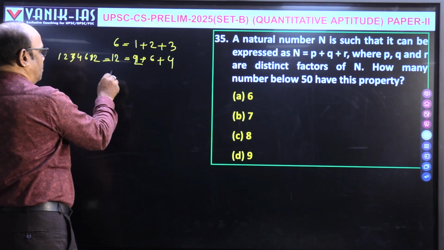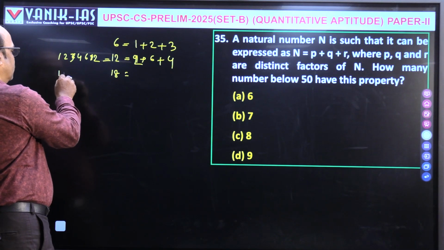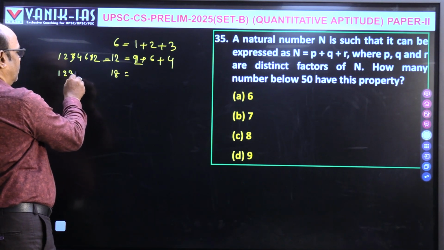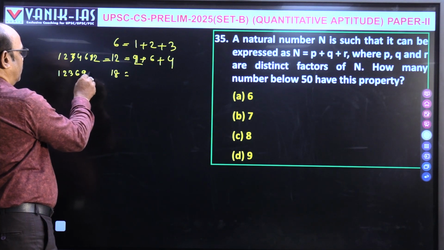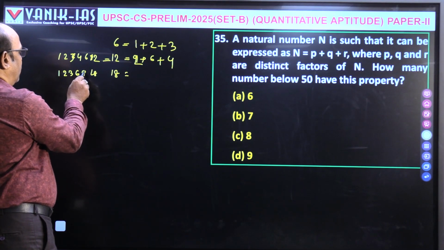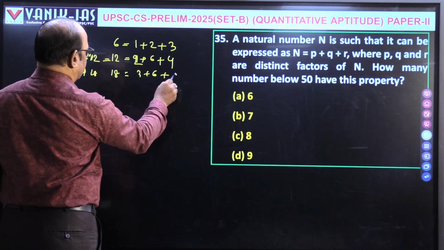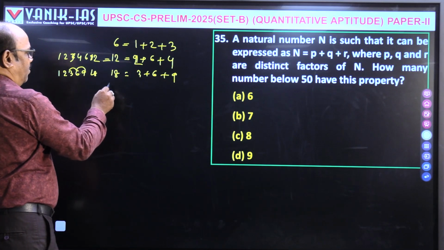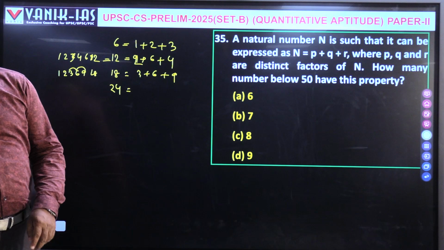Similarly, the next number, adding 6, is 18. So what are the factors of 18? 1, 2, 3, 6, 9, 18. So the number would be 9 plus 6 is 15, 15 plus 3, that is 3 plus 6 plus 9. So like this, 6, 12, 18. Next, another interval of 6, is 24. So like this you can write down.